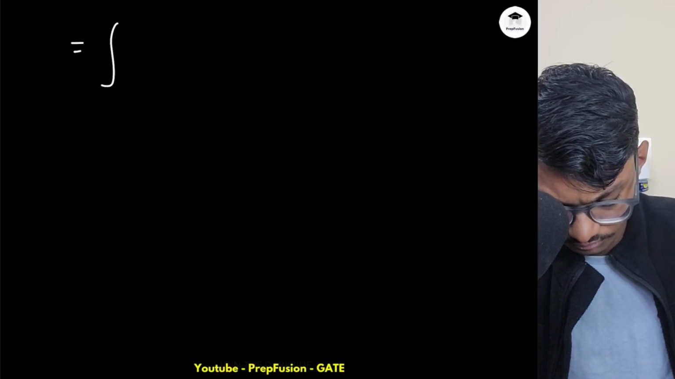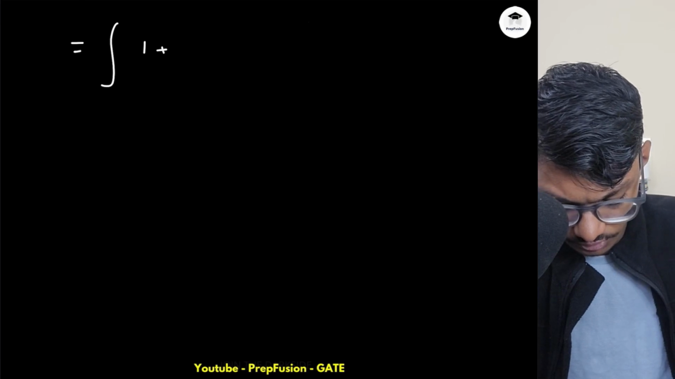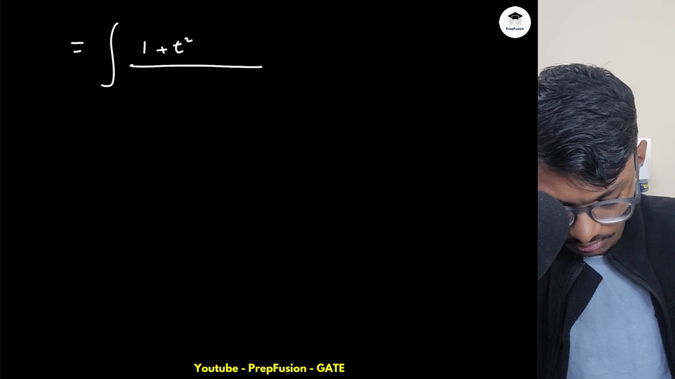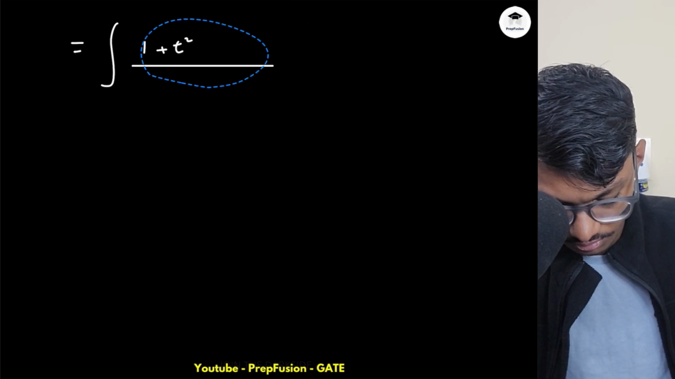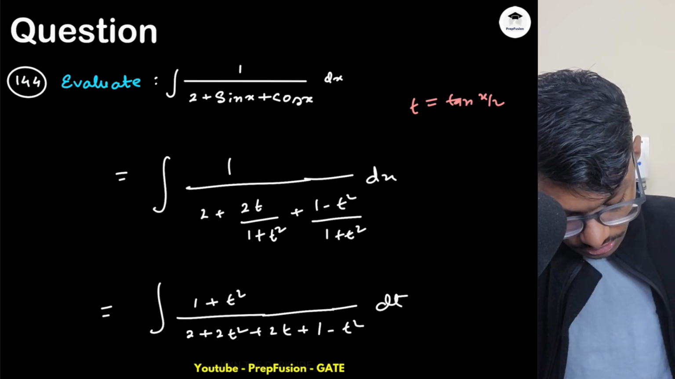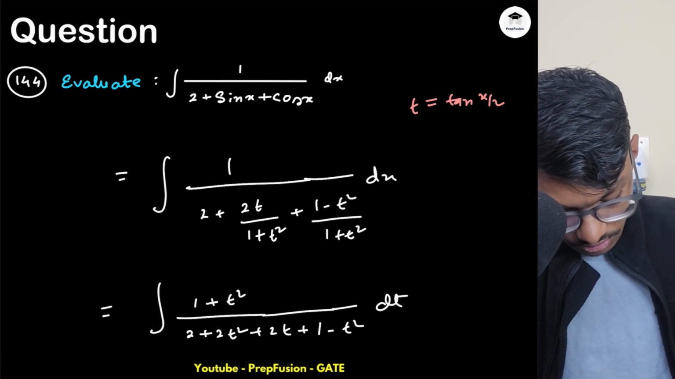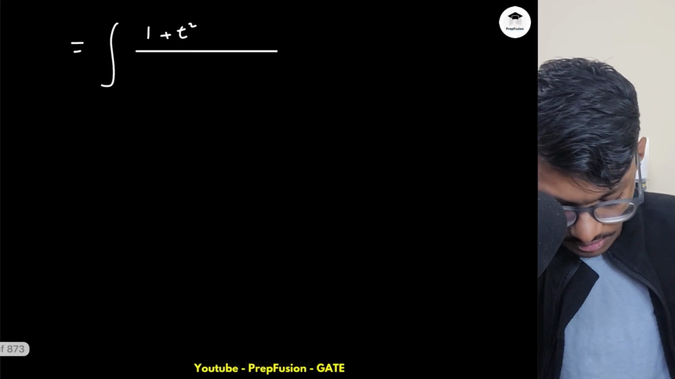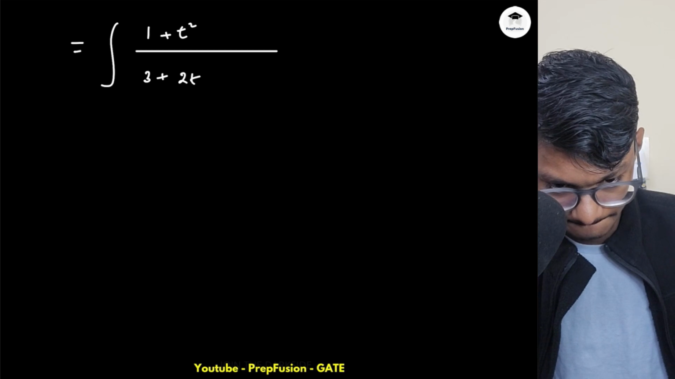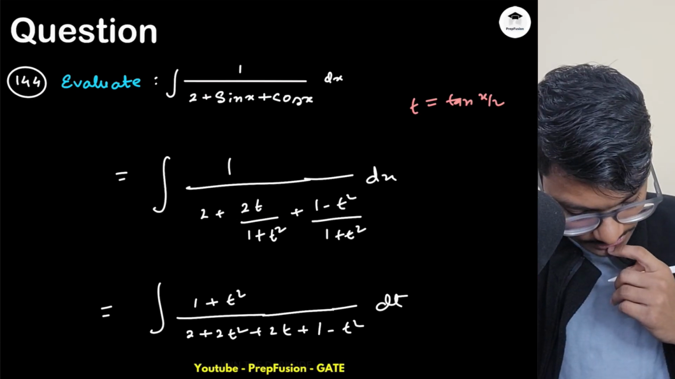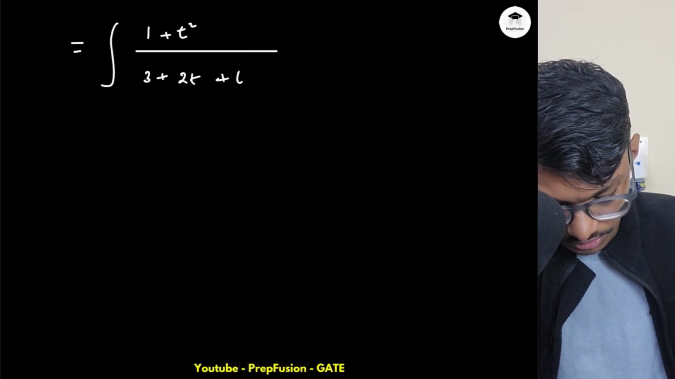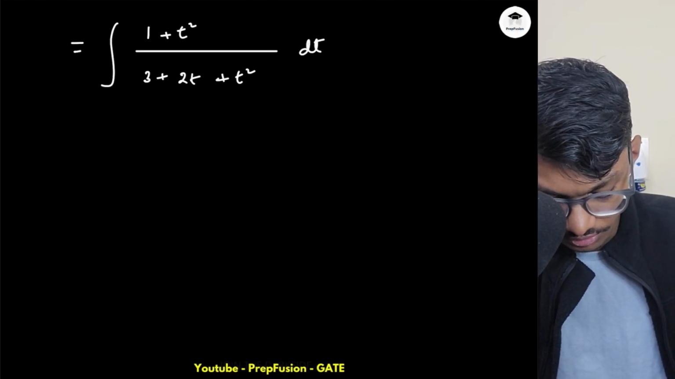And no, 1 plus t square divided by, so this is 2t plus 1, so 3 plus 2t, and then this is plus t square, right, into dt.